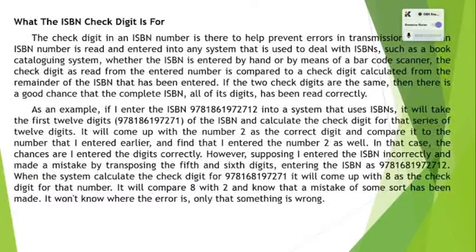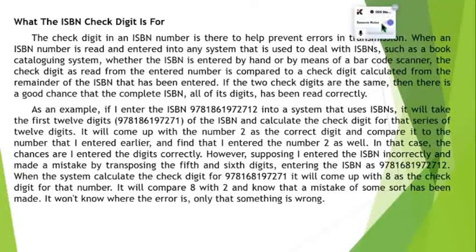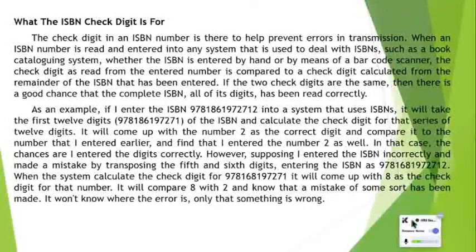Now, what is the ISBN check digit for? The check digit in an ISBN number is there to help prevent errors when an ISBN number is read and entered into the system that is used to deal with ISBN, such as a book cataloguing system, whether the ISBN is entered by hand or by means of a barcode scanner.